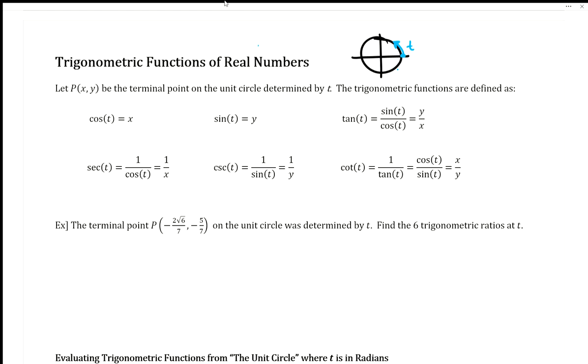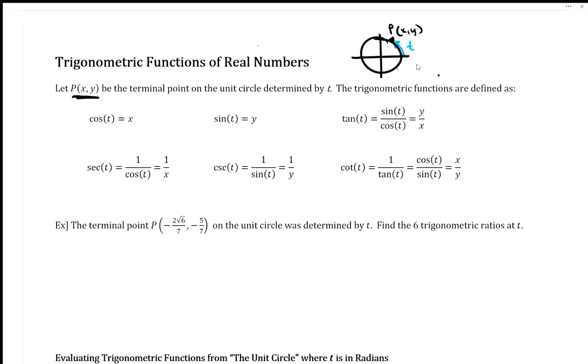a terminal point that I'm going to mark in the black ink, some terminal point x comma y. It depends on what quadrant we're in for the length of t. So that's what they're saying is our terminal point based on t. That's just the picture of it.